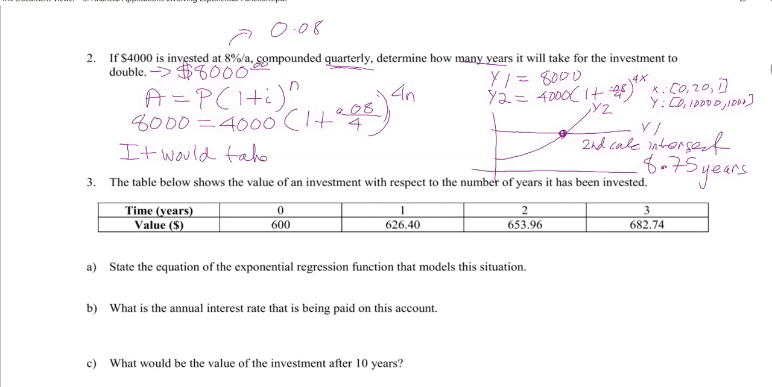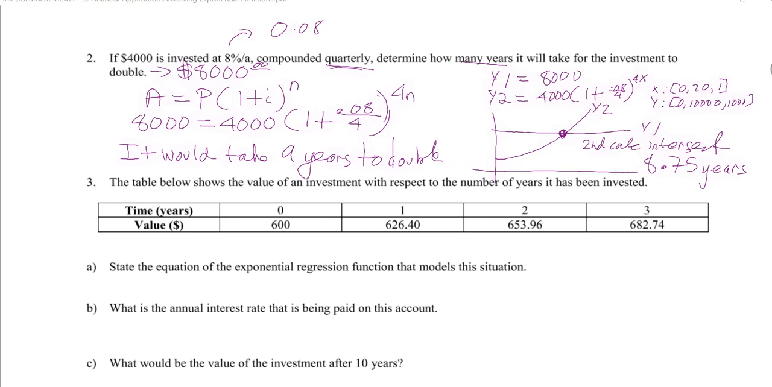It would take 9 years to double. Okay. That's at 8% interest, right? 8% compounded quarterly, 9 years.